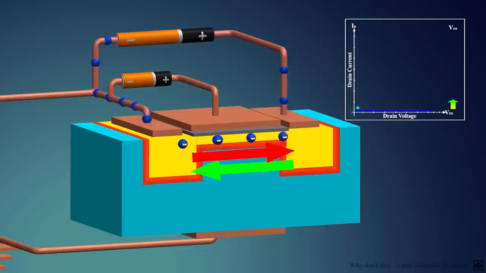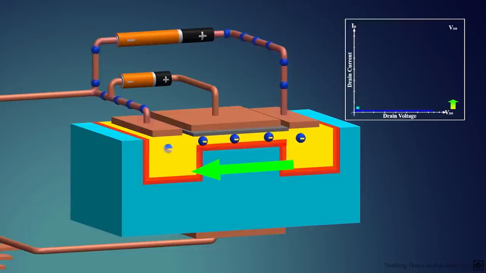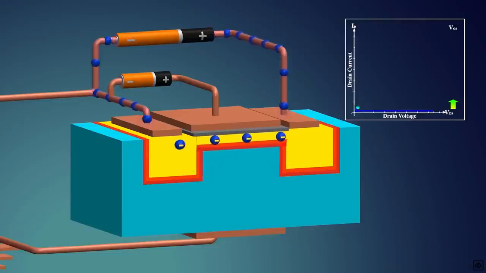This is also the reason why they are called the source and the drain, because the source supplies electrons to the channel and the drain collects the electrons from the channel. As the conventional current flows from drain to source, it is called drain current. Now the MOSFET is in the ohmic or linear region.